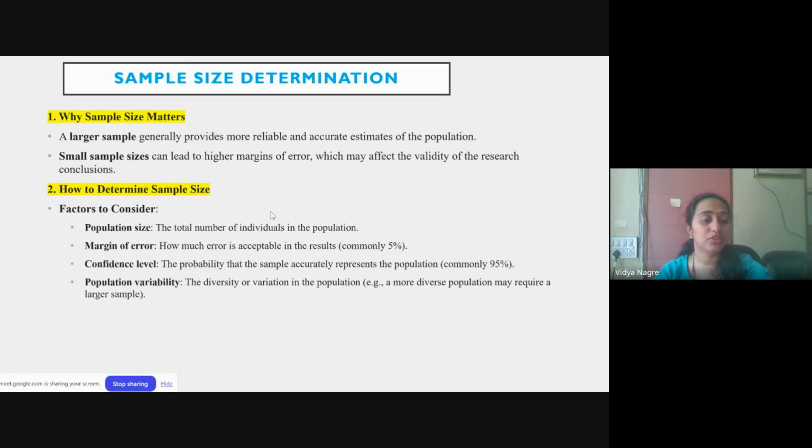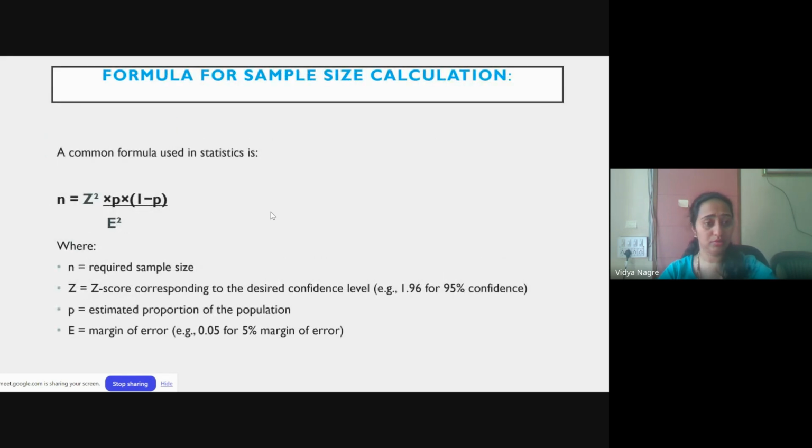Thereafter is population variability, the diversity or variation in the population. A more diverse population may require a larger sample. So let's say you have a diverse population in terms of religion or gender or clusters, then you have to make sure you collect more samples so you can arrive at the proper solutions.